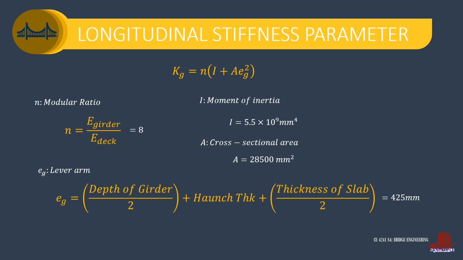millimeters. With all these parameters already determined, we can compute for K_g as 8 times the quantity 5.5 times 10 raised to 9 plus 28,500 multiplied by the square of 425 mm, and this results to 8.518 times 10 raised to 10 millimeters raised to 4.